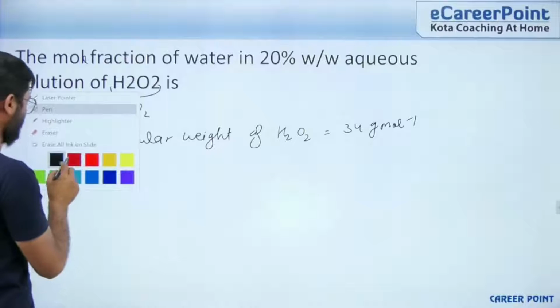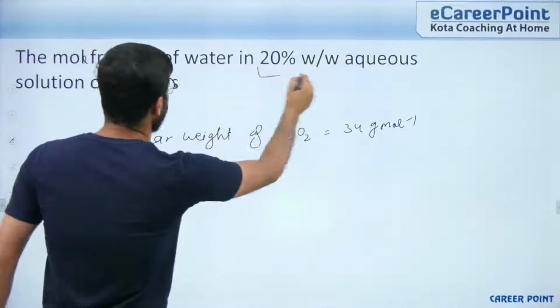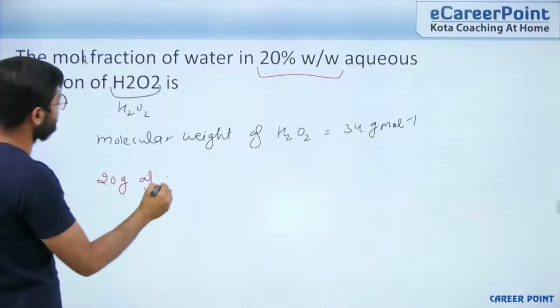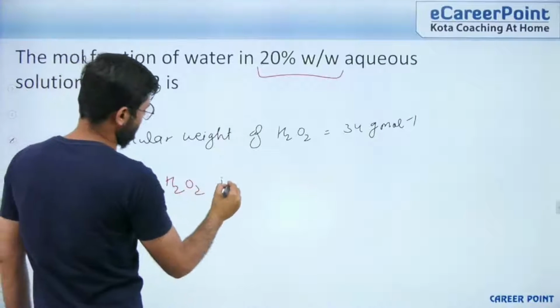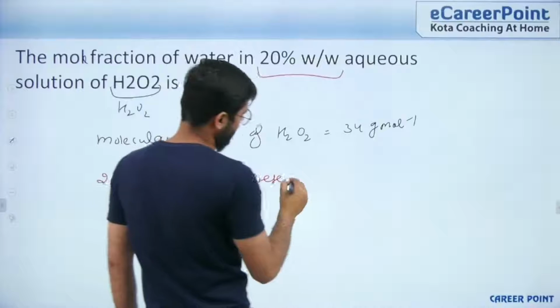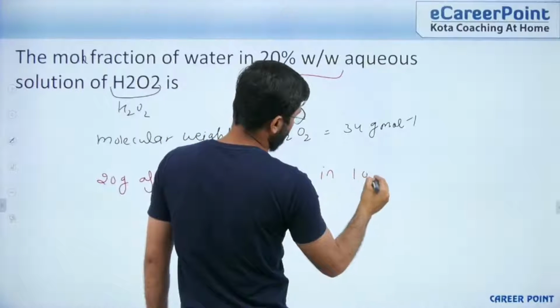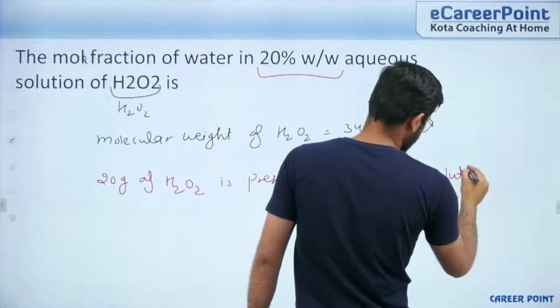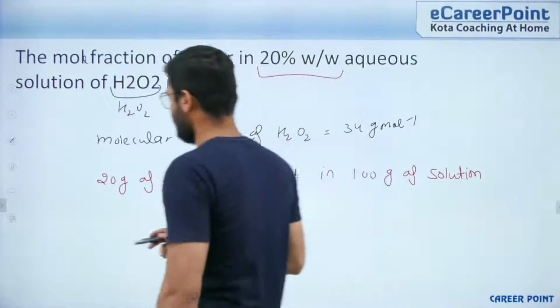Okay, so 20% weight by weight means what? 20 gram of H2O2 is present in 100 gram of solution.